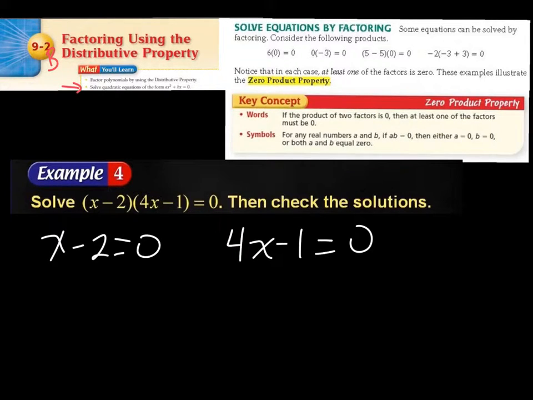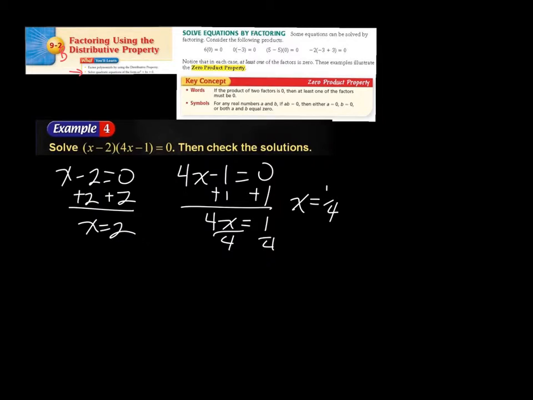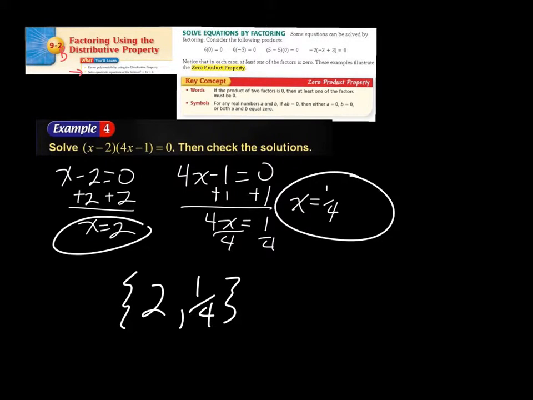So to solve this little equation, all I have to do is add 2 to both sides, and x equals 2. To solve this equation, we could add 1 to both sides. We have 4x equals 1. We still need to divide by 4, so x equals 1/4. This is not an ordered pair. Order doesn't matter, so they use braces to show. I don't care if you write 2, 1/4 or 1/4, 2. Or frankly, I don't care if you just circle your answers.